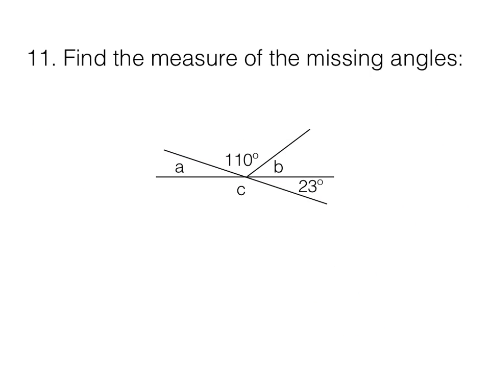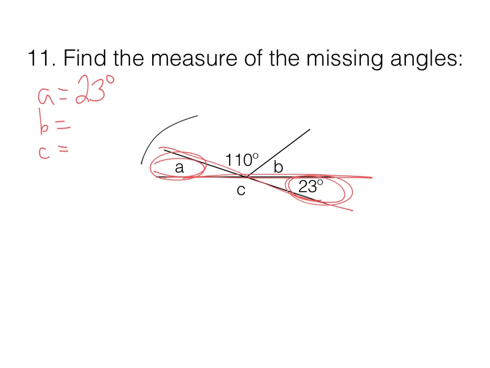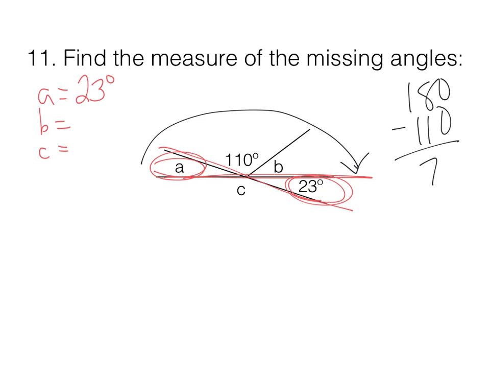All right, so we're trying to figure out A, B, and C. Let's start with A. 23 degrees and A are vertical angles formed by intersecting lines, so I know A is 23 degrees. Then, I know that all the way across is 180 degrees. 180 minus 110 is 70 degrees. Then I take away 23, and it's 47 degrees for B.